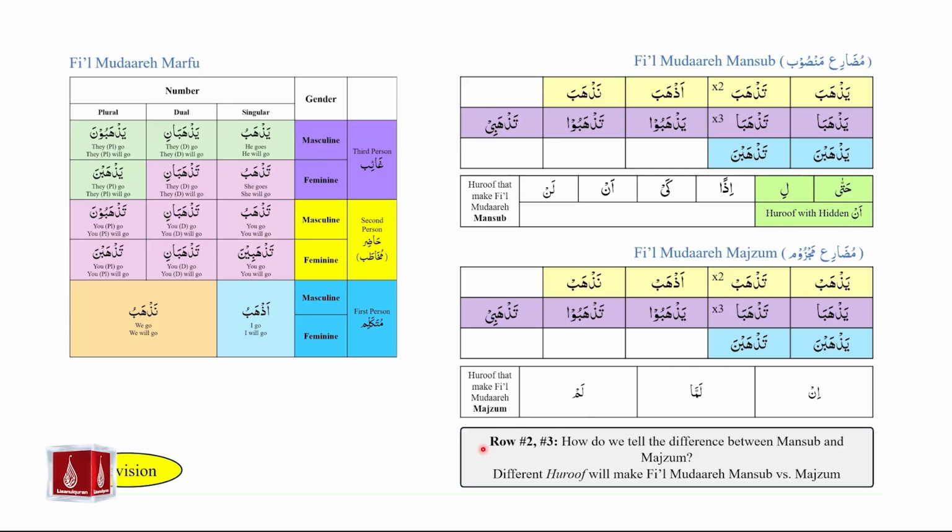Please note that if we pay attention to row number 2 and row number 3 of the fi'il mudare mansoob and fi'il mudare majzoom tables, row number 2 and row number 3 are identical. The way we can tell the difference between the two, whether fi'il mudare is being used as mansoob or as majzoom, will depend on the harf that is used before the particular fi'il mudare. For example, if fi'il mudare yazhaba is preceded by lan, then we will conclude that this is fi'il mudare mansoob. And if fi'il mudare yazhaba is preceded by lam, we will conclude that it is fi'il mudare majzoom.